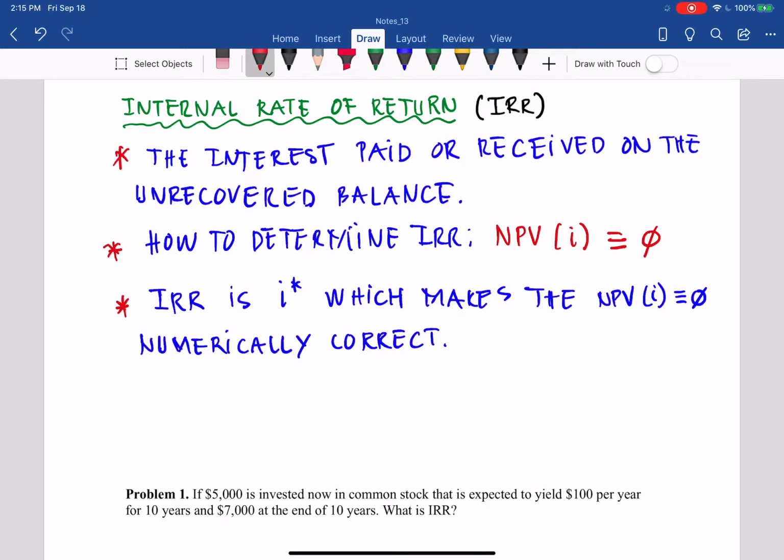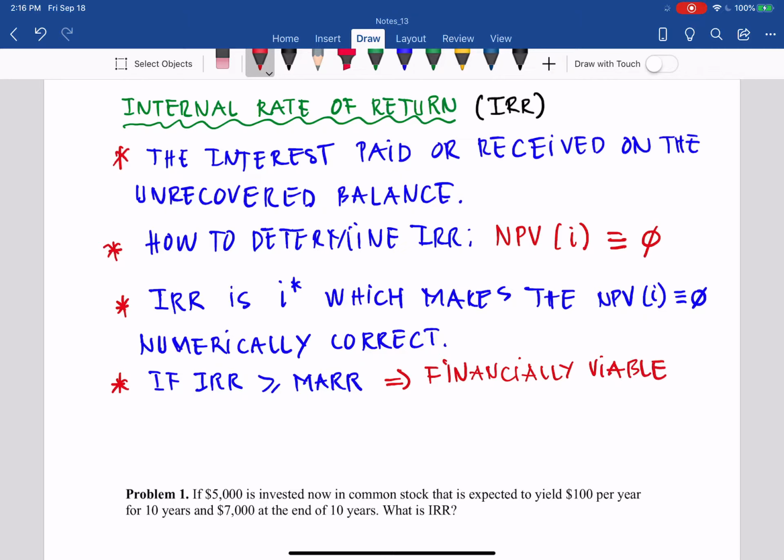And with that, for one project, if IRR is greater than or equal to MARR, minimum attractive rate of return, not 0, MARR, then we call that alternative financially viable, if the IRR is greater than the minimum attractive rate of return.